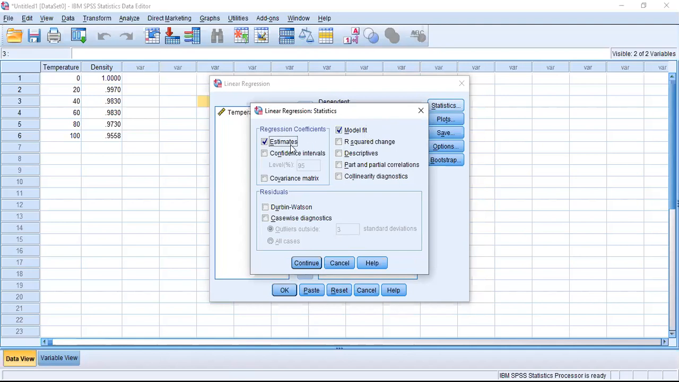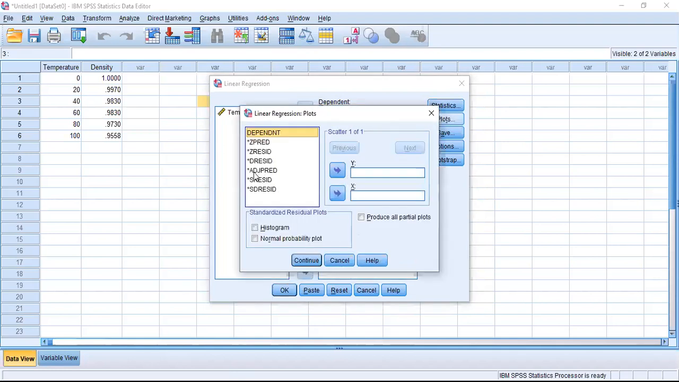You want the estimates to be given. We said you want the confidence intervals of the estimates. We want the R squared, right? So you select what you want. Basically, for the meantime, I think you understand those things: the confidence interval, the R squared, the estimates. Then we ask for some plots.